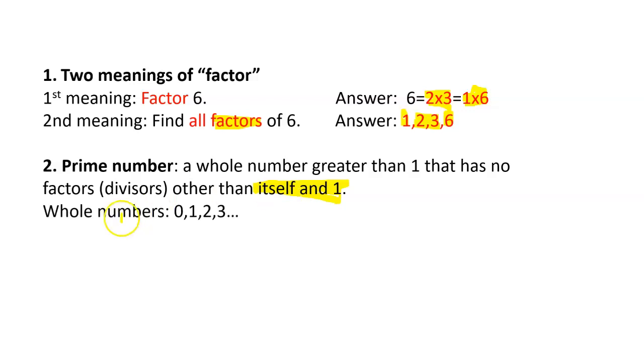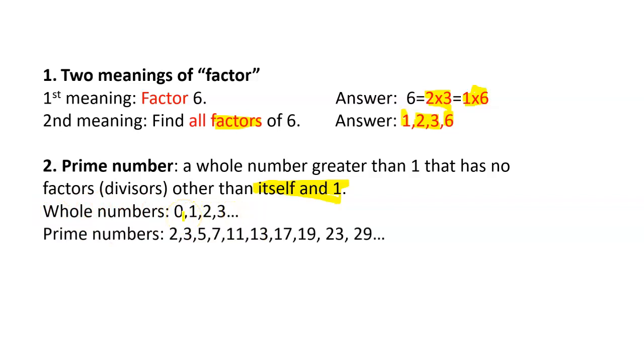By the way, whole numbers start from 0 and go on forever. But for prime numbers, first of all, 0 is not a prime number and 1 is not a prime number. We exclude them, we disregard them, and we start with 2. Now 2 is prime because if we think what numbers can go into 2, only 1 and itself. There are no other numbers that can go into 2. It satisfies the condition.